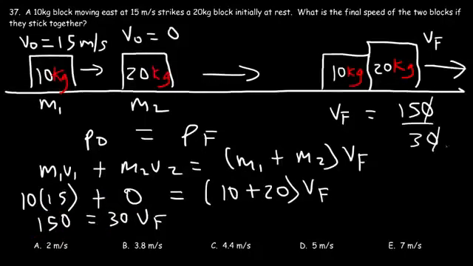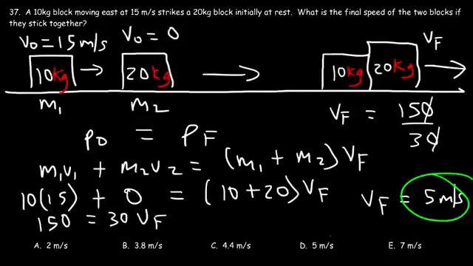So we could cancel a 0, and so this becomes 15 divided by 3, which is 5. So the final speed of the two blocks sticking together is 5 meters per second. So D is the answer.